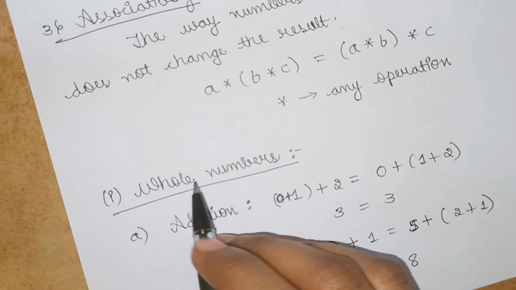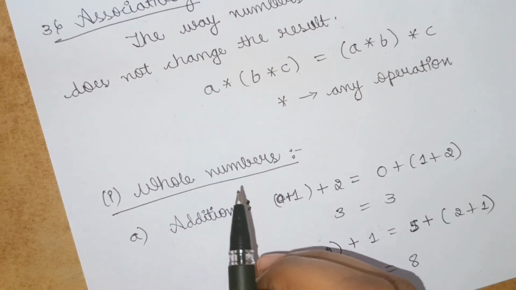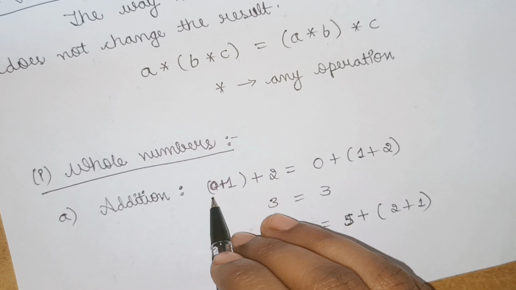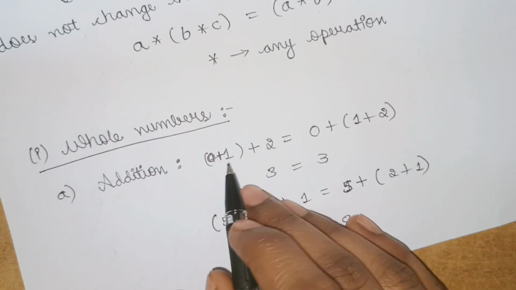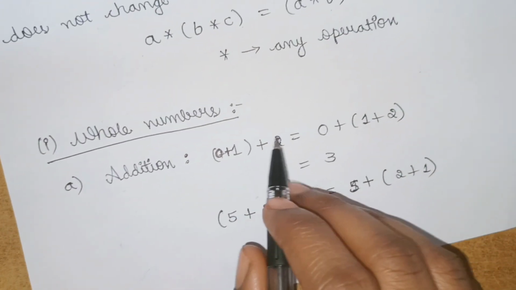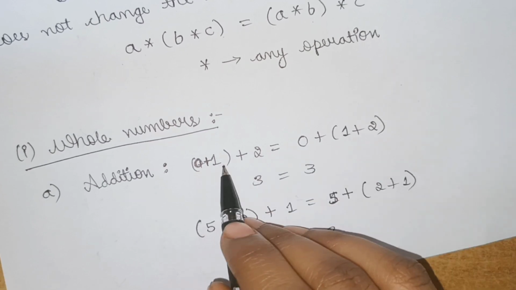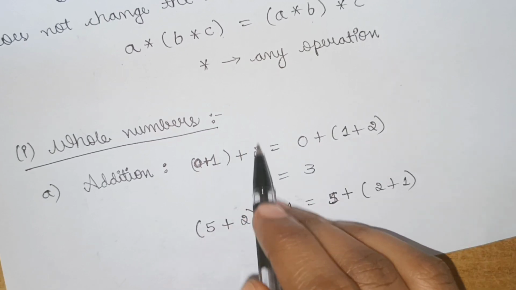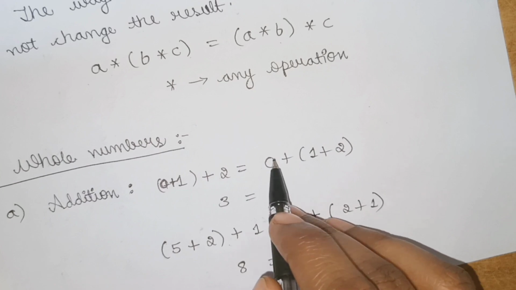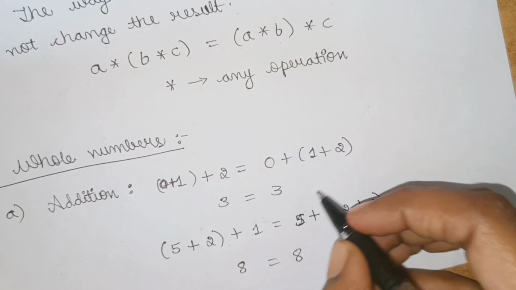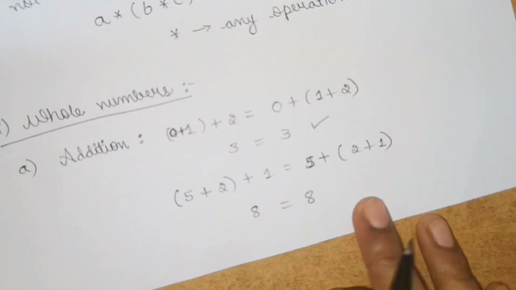Now let's move on to check the associativity of whole numbers in addition first. Let's take 0, 1 and 2. First we group 0 and 1, and then we group 1 and 2. First 0 plus 1 is 1, then 1 plus 2 is 3. On the other side, 1 plus 2 is 3, 3 plus 0 is 3. So both are equal, it is associative.